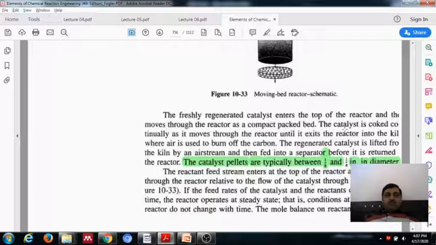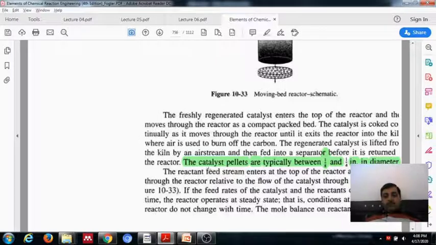Now, if the reaction involves poisoning or aging or segregation, this may not be applicable. This is applicable where regeneration is possible. If there has been coking in the reactor, that is where it is possible to use this reactor. So the catalyst is coked and moves through the reactor until it exits into the kiln where the carbon is burnt off. The regenerated catalyst is lifted.